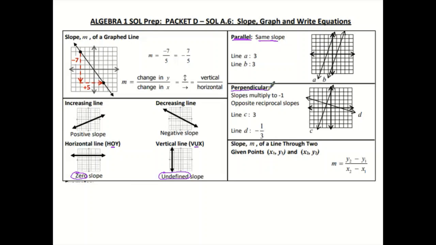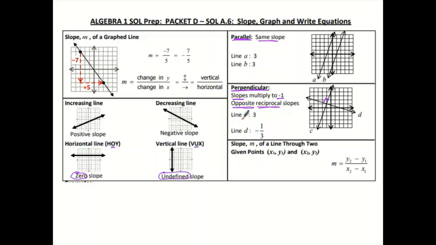Another pattern we have here is when lines are perpendicular. Perpendicular means the two lines touch and they make exactly a right angle. You don't need to worry about that too much here in Algebra 1, but what you want to look at is the slopes. The slopes have to multiply to be -1. So the slope of line D has to multiply with the slope of line C and give me -1. This means they are opposite reciprocal slopes.